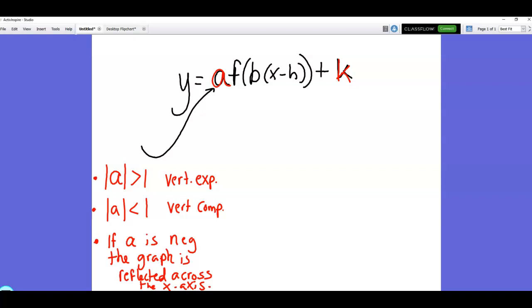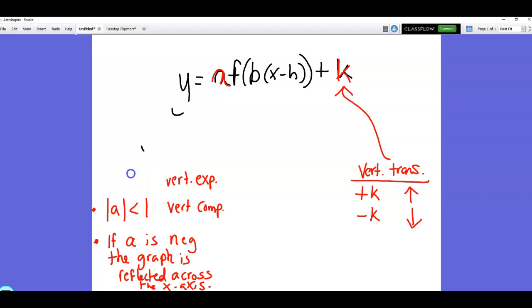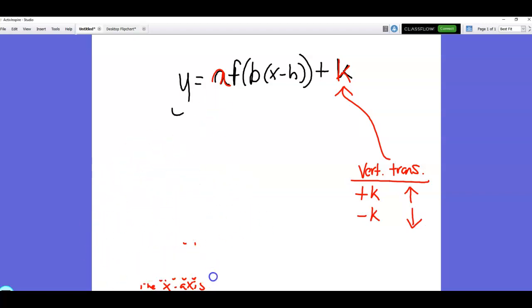Now, as for the k value, that one is a vertical translation. So if you have a positive k, that means your graph is going to go upwards. If you have a negative k, that means your graph is going to go downwards. All right? Now, those are the vertical transformations.